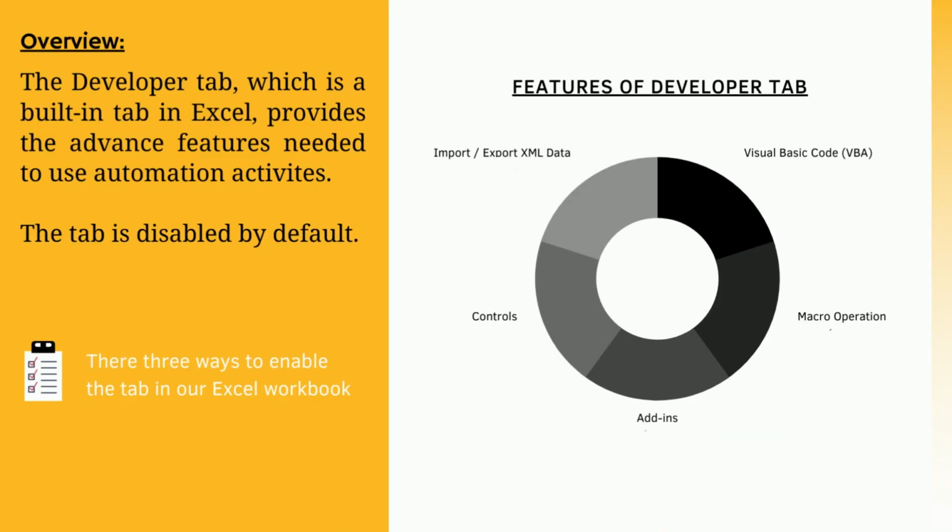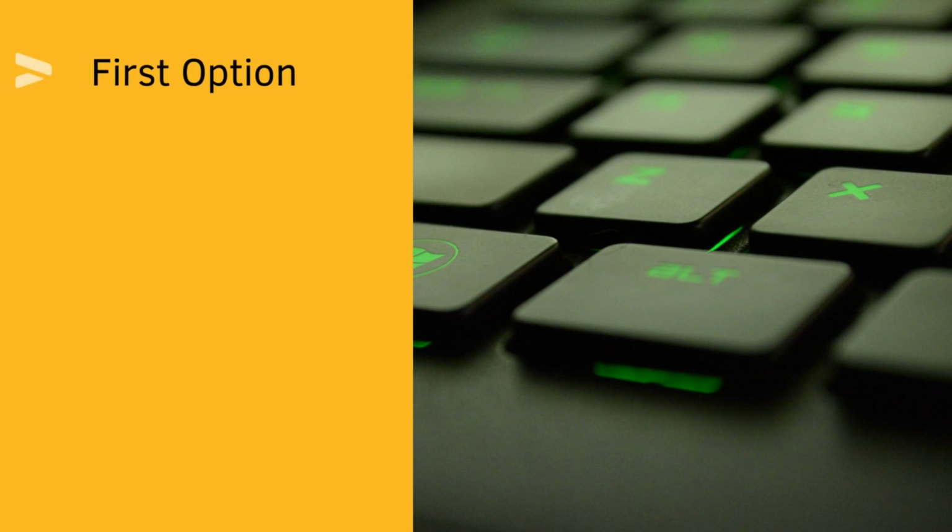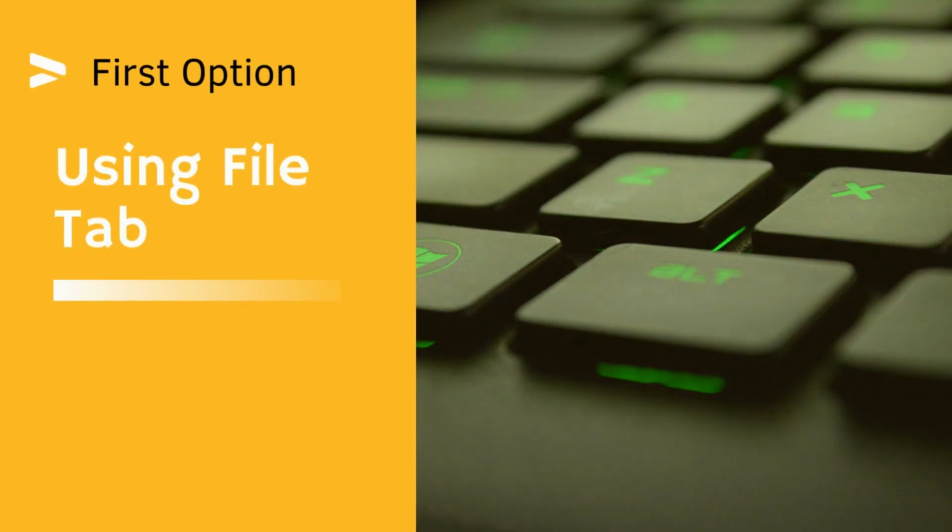In this video, the Developer tab is used for automation activities, which has macro, VBA, add-in, control and XML features. This tab is usually hidden or disabled by default. We can enable this tab in 3 different ways.